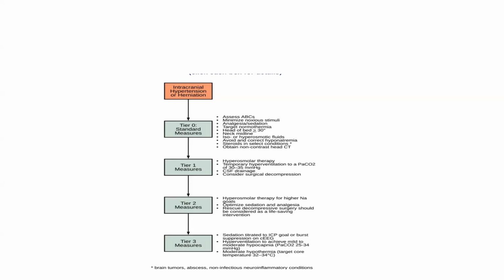Tier 1 includes use of hyperosmolar therapy, target hyperventilation to PaCO2 of 30 to 35, CSF drainage, and consider surgical decompression. Tier 2 includes hyperosmolar therapy for higher sodium goal, optimized sedation and analgesia, and rescue decompression surgery should be considered as life-saving. Tier 3 includes sedation titrated to ICP goal, burst suppression on a continuous EEG, hyperventilation to achieve mild to moderate hypocapnia, that is between 25 to 34, and moderate hypothermia.